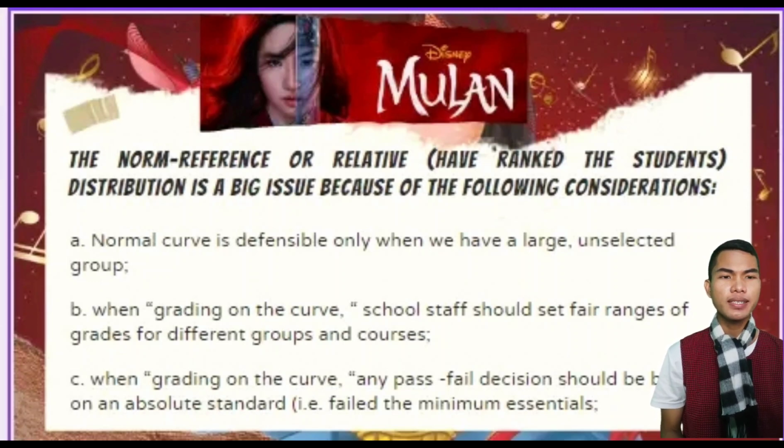In norm reference systems, students are evaluated in relationship to one another. Example, the top 10% of students receive an A, the next 30% a B, etc. This grading system rests on the assumption that the level of student performance will not vary much from class to class. The norm reference or relative ranked distribution of students is a big issue because of the following considerations.